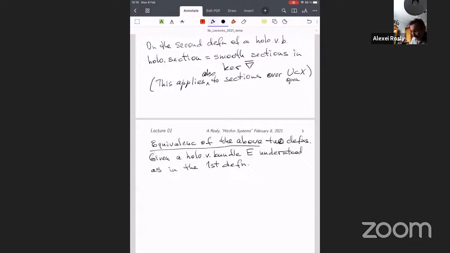We can always choose such small... No, okay, wait. Maybe I change in the second definition. Sorry, I better start from the second definition, right? Understood in the second definition. That is, we have a pair. A holomorphic bundle is a pair: a smooth bundle and a flat D-bar connection.